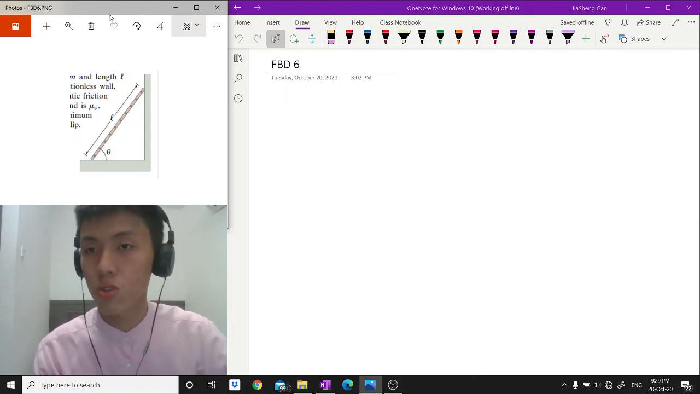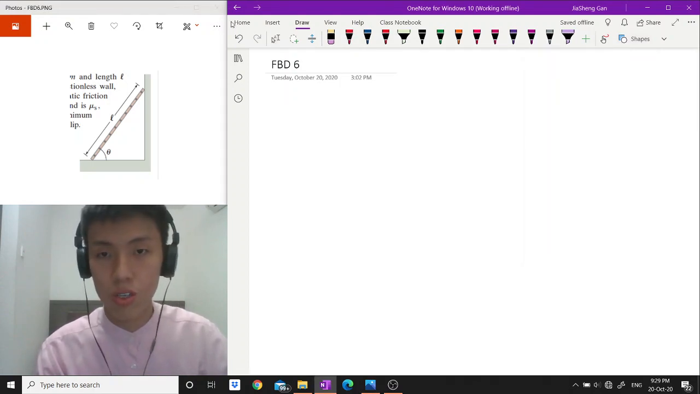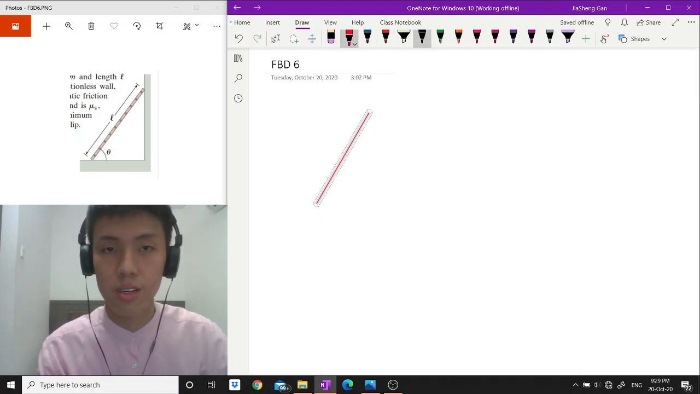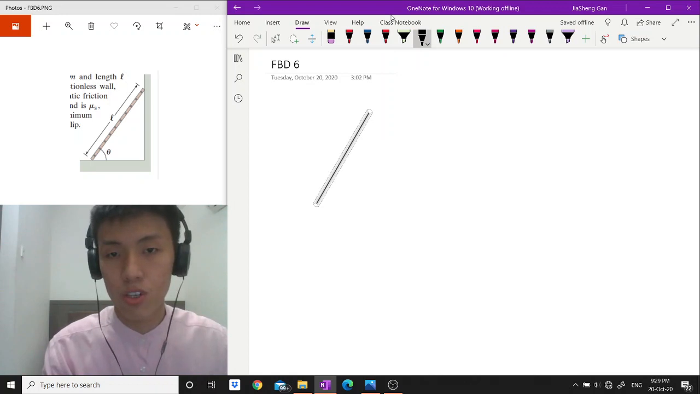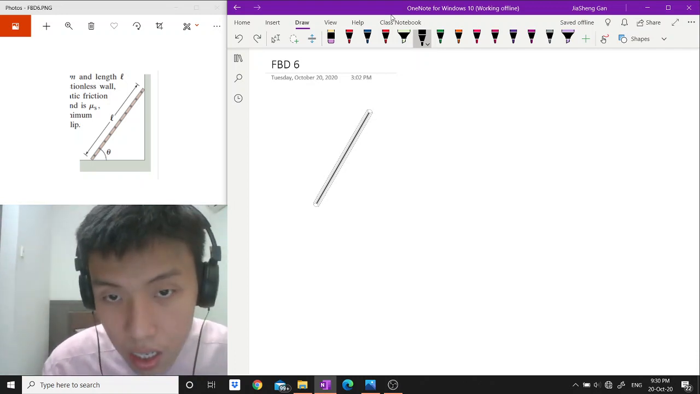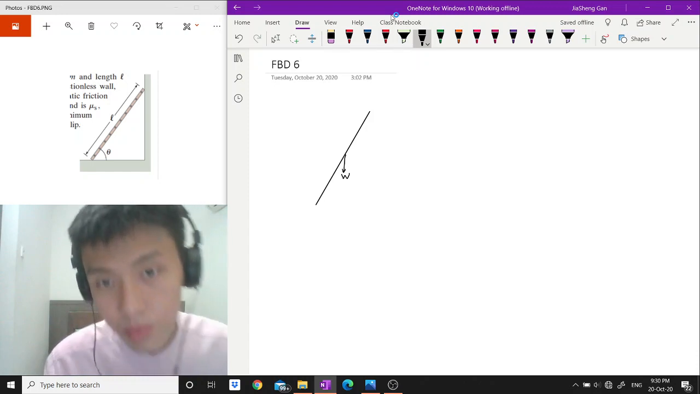Okay, so the object is the ladder. If the object is a ladder, we draw a line that is similar to the direction of the ladder itself. Then we label the force, ask ourselves 5 questions. First question, does it have mass? Yes. So mass is always pointing downwards, therefore, from the center, pointing downwards.